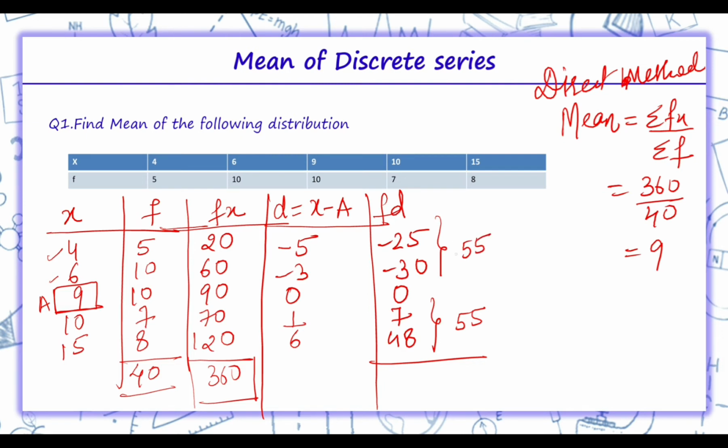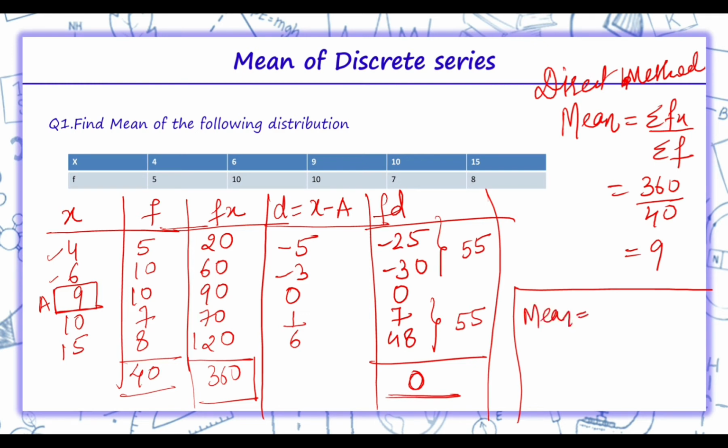So on adding these two values we will get 0. So summation fd is coming out to be 0. Now what we have to calculate? We have to find mean from assumed mean method. Now since we calculated fd, when we have to calculate mean from assumed mean method, the formula is a plus summation fd by summation f. Now since a was 9, summation fd came out to be 0. So 0 upon 40, 0 by 40 will be 0. So 9 plus 0 is 9.